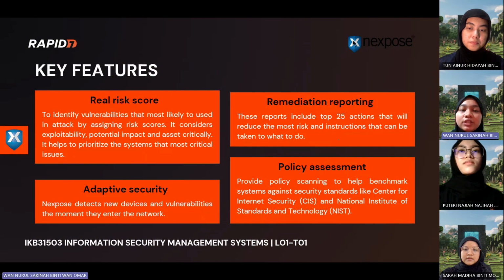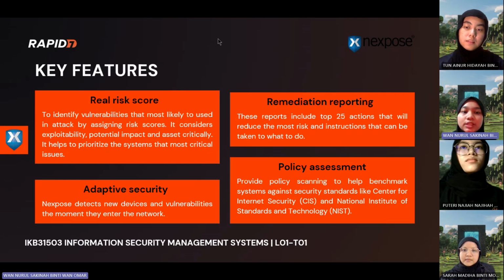For the key features, we have four. The first one is the real risk score, which identifies vulnerabilities that are most likely to be used in an attack by assigning risk scores. It considers exploitability, potential impact, and asset criticality, so it prioritizes the systems with the most critical issues.